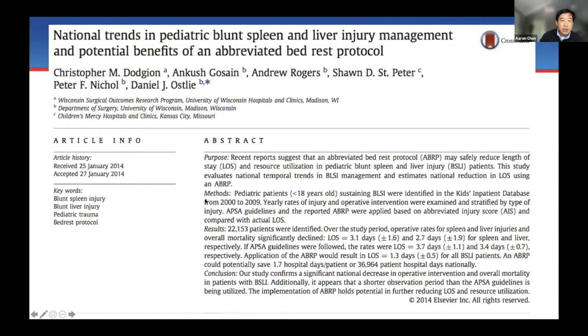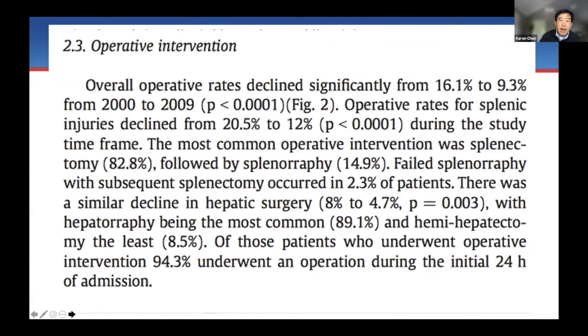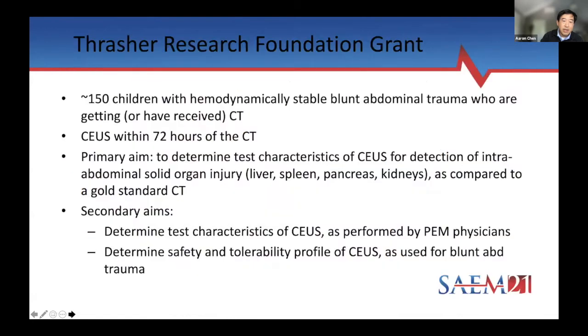This was another study, from a group out of Wisconsin, that looked at a national database and at trends from 2000 to 2009. In essence, they found that the rates of operative intervention for kids dropped significantly, by almost half, from the early part of the study to the later part. Even nowadays it's probably more than that; it's very uncommon that I hear of a kid that actually goes to the OR, even with significant injuries. And so all of this leads us to ask, can we do better than a FAST exam?